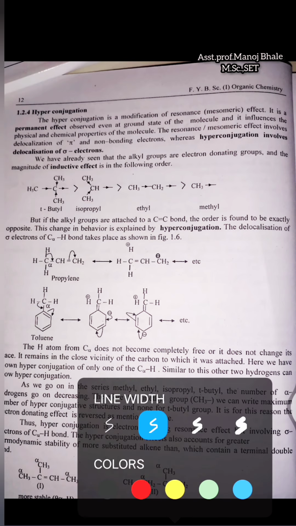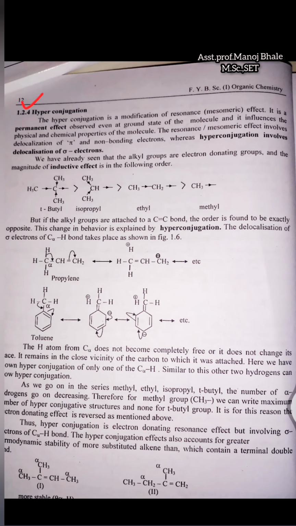Now what is the hyperconjugation? So this is the hyperconjugation. Hyperconjugation is a modification of the resonance effect, that is the mesomeric effect, and it is a permanent effect which is observed even at the ground state of the molecule, and it influences physical and chemical property of the molecules. Resonance and mesomeric effect involve delocalization of the pi bonds and non-bonding electrons, whereas hyperconjugation effect involves delocalization of the sigma electrons.